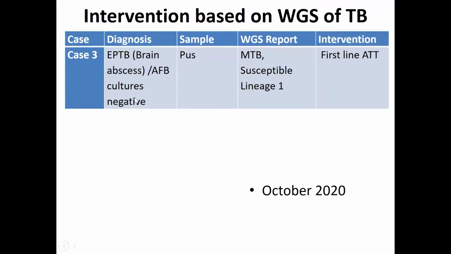So this is a diagnosis of a brain abscess, extrapulmonary tuberculosis. AFB cultures were negative, so we don't have an isolate to identify. Pus sample was a specimen provided for whole genome sequencing. MTB was identified, susceptible, lineage 1.